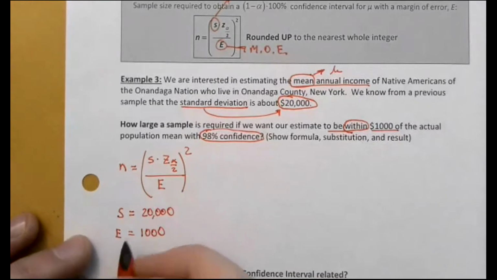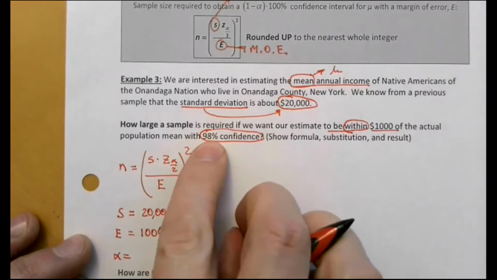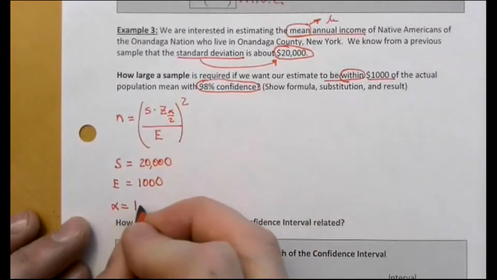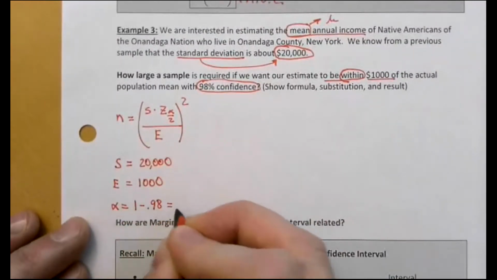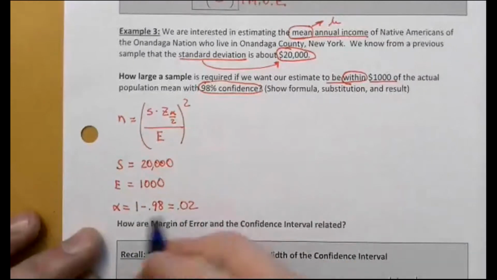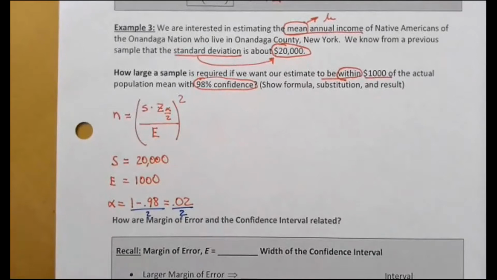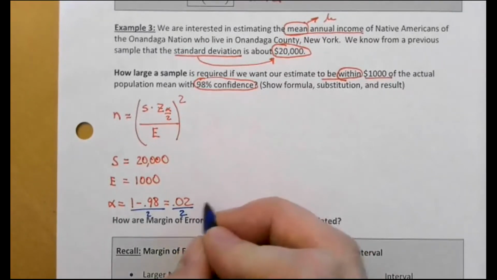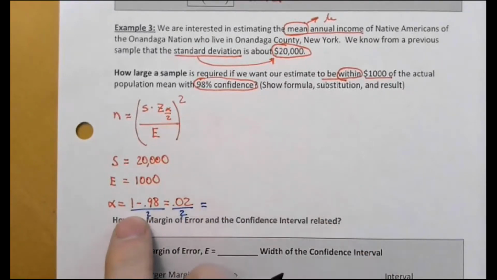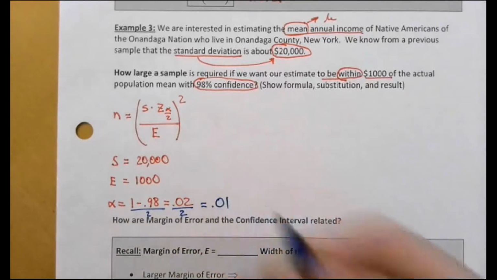And then our Z alpha divided by 2, so we need to figure out what's our alpha. That's 1 minus our confidence level. So it's 0.005. And then you need to cut that in half. 0.01. Because 1 minus 0.98 is 0.02. Oh, I did that wrong, yeah. Okay, good.